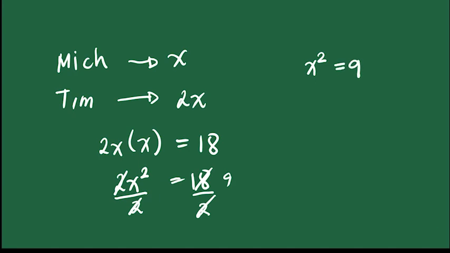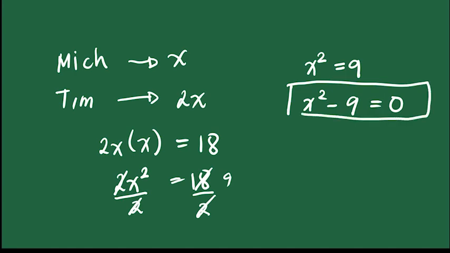The shortcut that I told you earlier on eliminating this 9 on the right side of the equation and putting it on the other side of the equation by just changing its sign. So for example, you have 9, that becomes negative 9 on the other side of the equation. So you'll have x squared minus 9 equals 0. Now, we will have the equation that represents the scenario of Mitch and Tim's age.